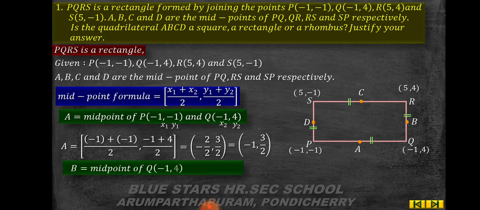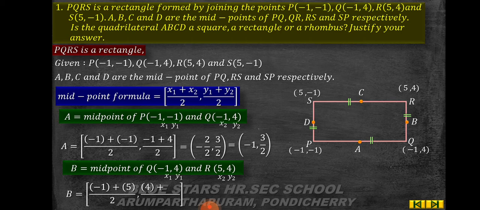Similarly we are going to find the coordinate B, that is nothing but the midpoint of Q and R. So B is equal to midpoint of Q of minus 1 comma 4 and R of 5 comma 4. So you just mark the coordinates x1 y1 and x2 y2. B is equal to x1 value is minus 1 plus x2 value is 5 divided by 2 comma y1 value is 4 plus y2 value is 4 divided by 2, which is equal to 4 by 2 comma 8 by 2, which is nothing but 2 comma 4.